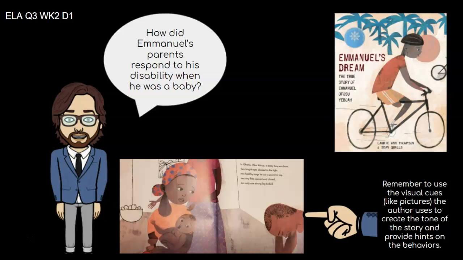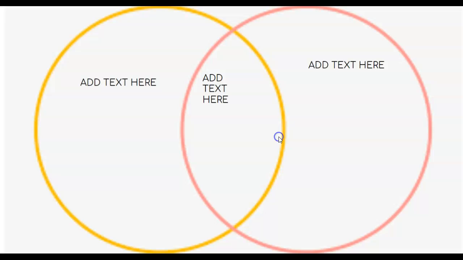How did Emmanuel's parents in this story respond to his disability when he was a baby? And so one thing, a great reminder here, is always remember that there are visual cues. There are pictures or images that give us a lot of information, and this creates the tone of the story and gives us some hints. So we can see both the eyes of the mother and the reaction of the father show that they're both upset here. And if you are understanding the story, it's because of the disability and the birth defect that Emmanuel had and the challenges that they knew he would face.